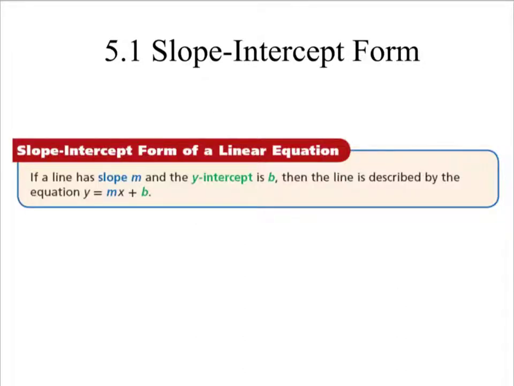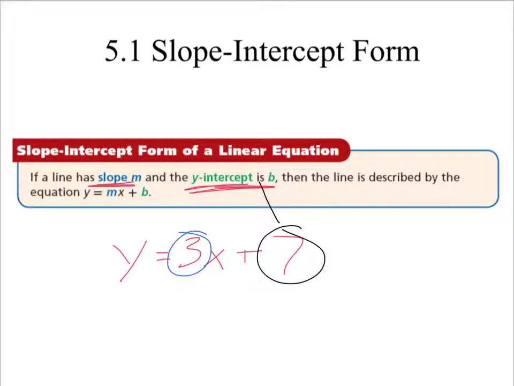The very first thing, you don't have to write this down because you should already have it memorized. Slope-intercept form: y equals mx plus b. Remember that your m is always going to be your slope and your y-intercept is your b. In other words, if I give you y equals 3x plus 7, 3 is your slope, 7 is going to be your y-intercept. Don't forget that.